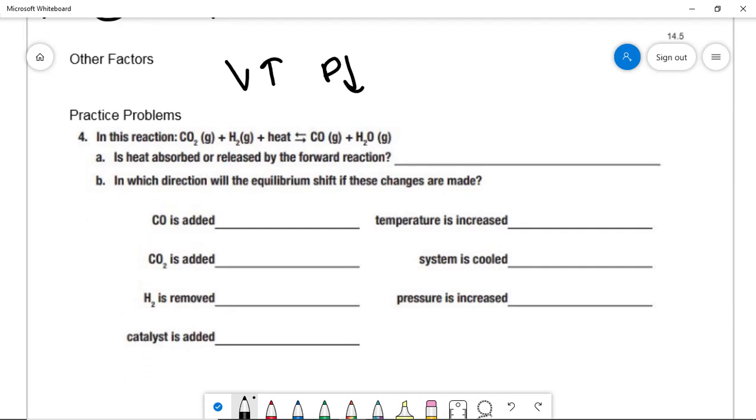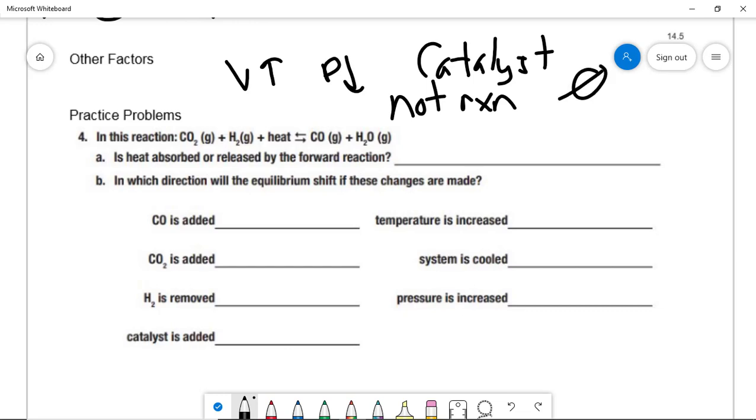A few more things to consider. Catalyst. We're adding something that is not part of the reaction. Those do not have an impact on equilibrium whatsoever, okay? So let's take a look at this problem here.